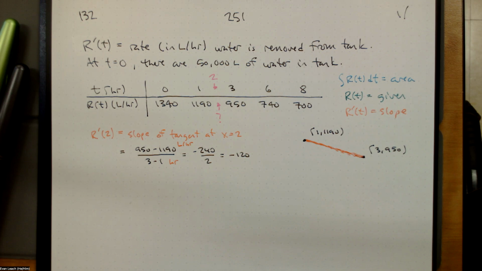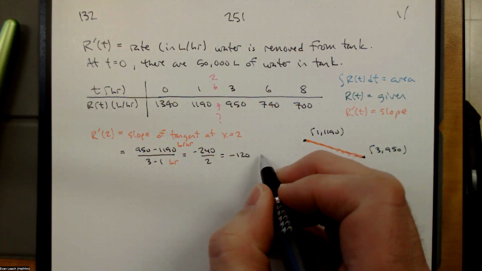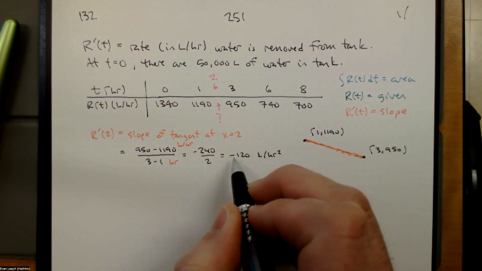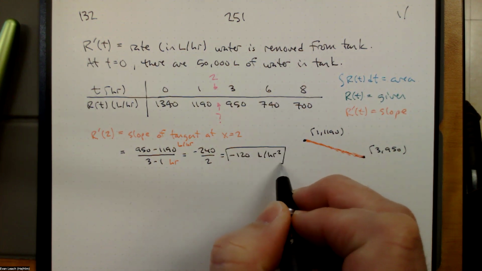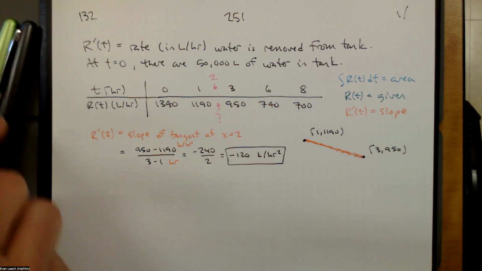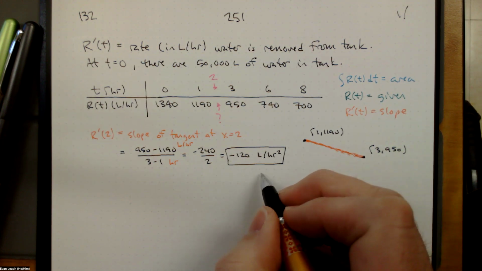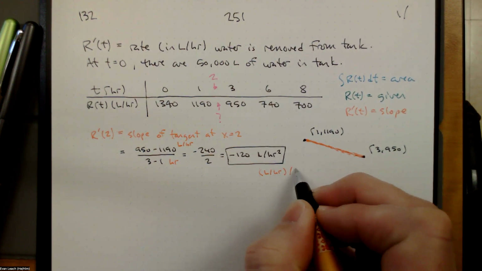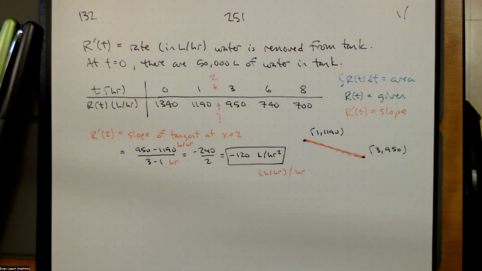So we're decreasing by 240 liters per hour over 2 hours. So that's decreasing by 120 liters per hour per hour. A lot of times we abbreviate this as liters per hour squared. Liters per hour squared is liters per hour per hour. It's how the rate is decreasing.